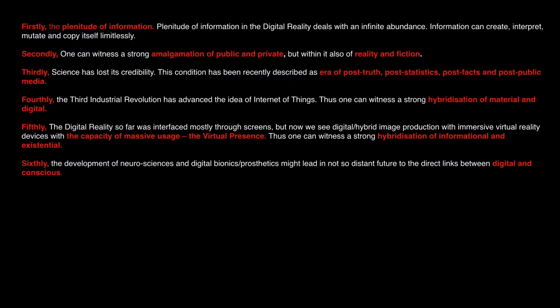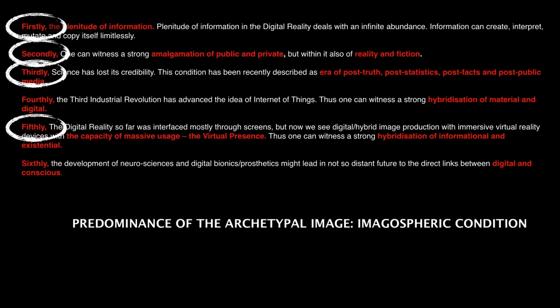So, if we look at these six empirical descriptions, plenitude of information, amalgamation of public and private, post-truth, post-statistics, post-facts and post-public media era, hybridization of material and digital, hybridization of informational and existential, and direct links between digital and conscious, we might try to somehow describe them or generalize what is happening. And I would propose that these first three and the fifth really deal with images.